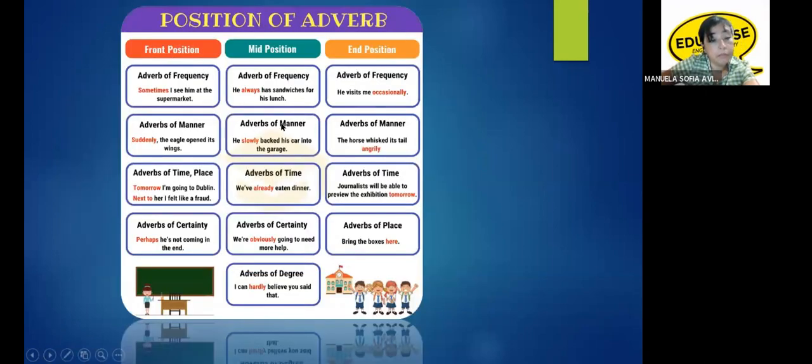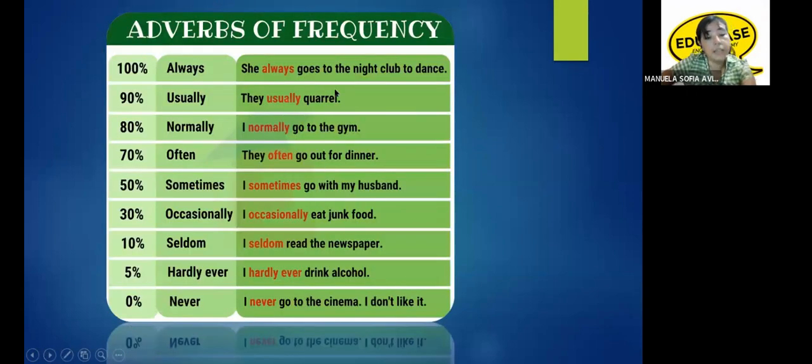Depending on each adverb, we have a specific position, okay? But in this case, we're gonna focus, as I said, on adverbs of frequency. We're gonna focus on this group. So you can see here: always, usually, normally, often, sometimes, occasionally, seldom, hardly ever, and never. We can use some of these before or at the end. Okay, so we could use them here at the beginning or maybe at the end.